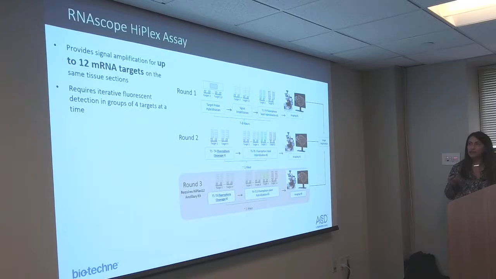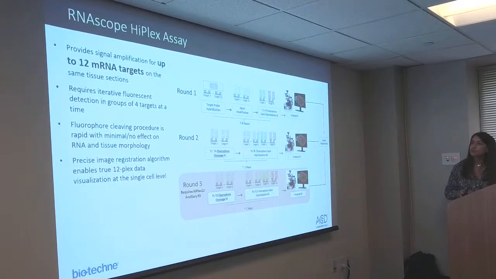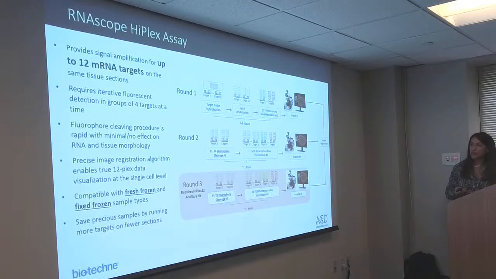This is not a quick assay. To get a full readout of 48 targets, you're looking at a solid week's worth of processing and imaging. Fresh frozen, fixed frozen, and FFPE works as well, but you're not able to do more than 12.